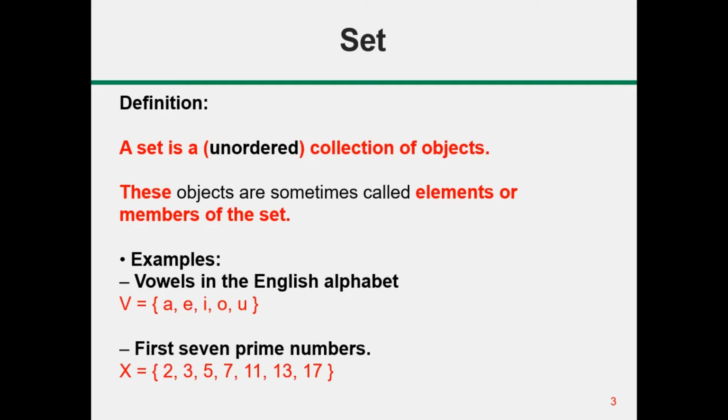So what is a set? A set is an unordered collection of objects. These objects are sometimes called elements or members of the set. For example, vowels in the English alphabet: Vowels equals, in curly brackets, a, e, i, o, u. First seven prime numbers: x equals 2, 3, 5, 7, 11, 13, 17. So these are a collection of data or objects, so they are called sets. They are written inside curly brackets.